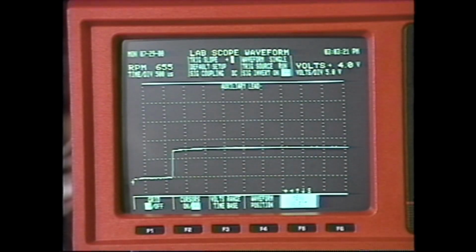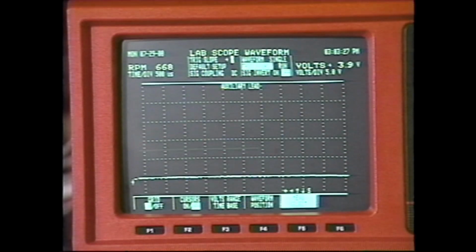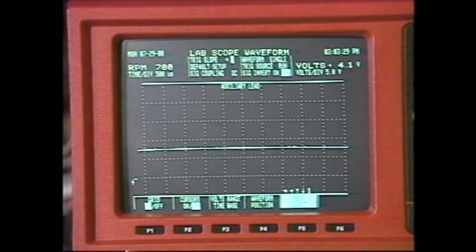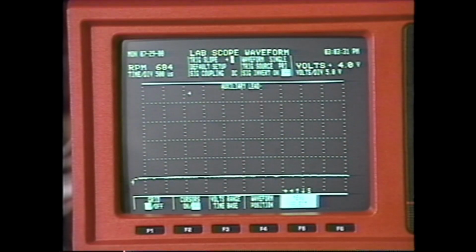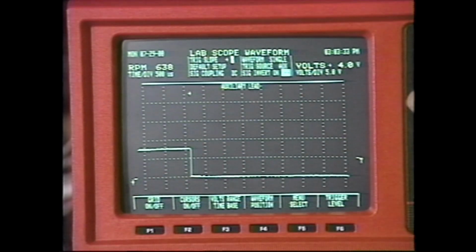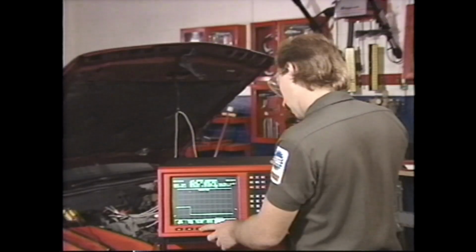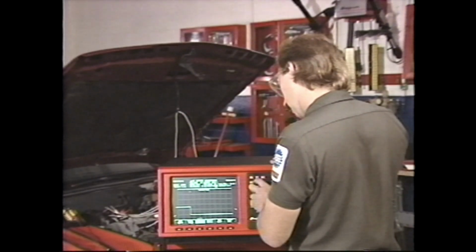Just getting a valid waveform on the screen can be a challenge because individual signals vary so much from one another. When it first appears, it may look like a straight line until the volts time division is properly adjusted. What you are seeing is raw data with no explanation.